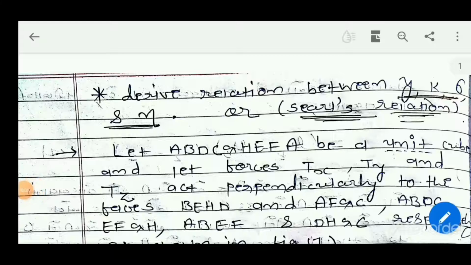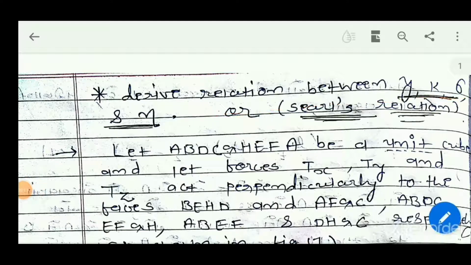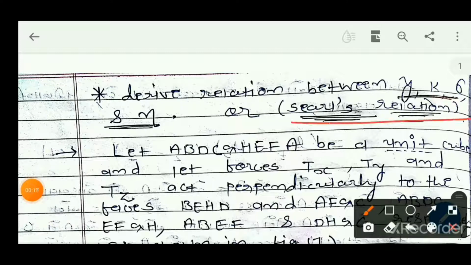Welcome all learning minds. Let's start the most important session, in which we derive the relation between Y, K, sigma and eta, the elastic constants, which we can call Searle's relation.